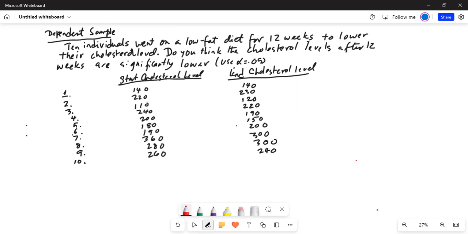Since the information is collected on the same individuals at the beginning of the test period and at the end of the test period, which is 12 weeks, therefore this is a two sample dependent test. Why dependent? Because we depend on the same individuals at the beginning and at the end to collect the information. So this is the solution.